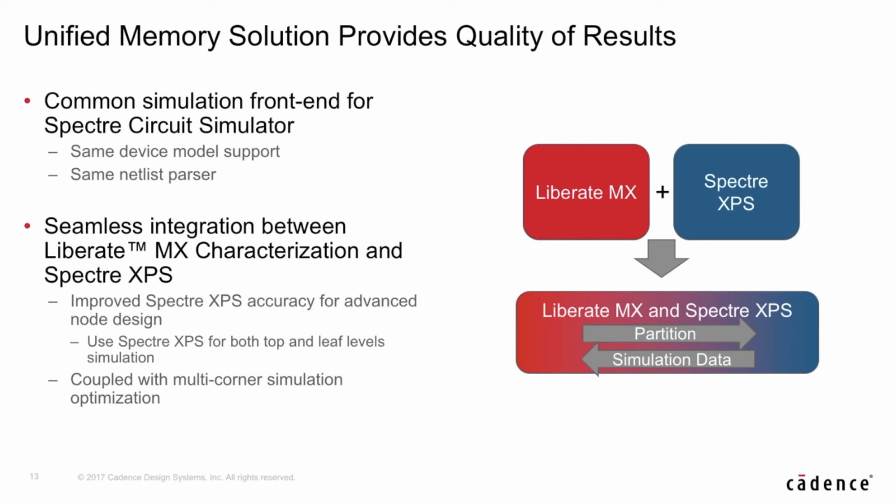And what we have also done is, with the XPS and Liberate MX integration, we have the partitioning technology. Once it gets partitioned at the leaf cell level, you could use Spectre XPS or APS, any Spectre simulator, to simulate and to get the accuracy results. Okay.